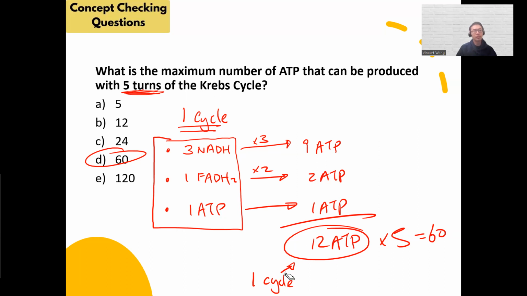of Krebs cycle, right? So the question said you turn it 5 times, right? You do the cycle, you spin it 5 times. So if each cycle produces 12 ATP, and I do it 5 times, then I multiply them. That's how I get the 60, right? Yes, okay, I get that. Thank you. Okay. All right. Anyone else?